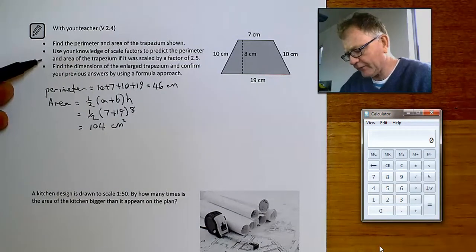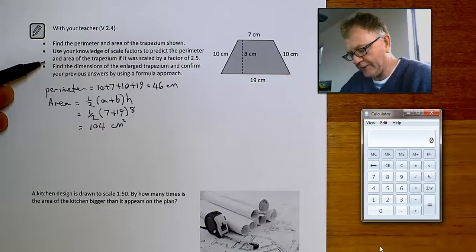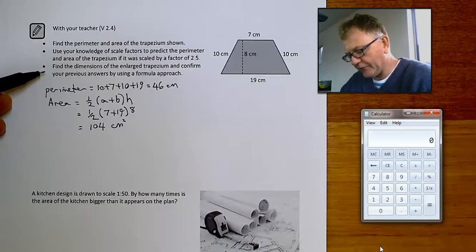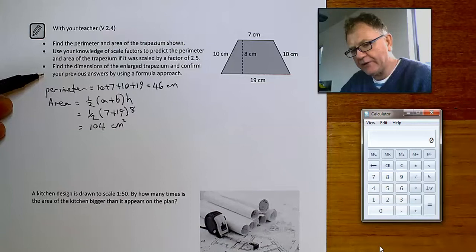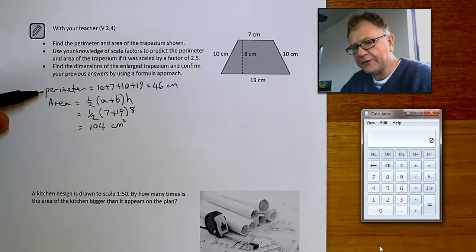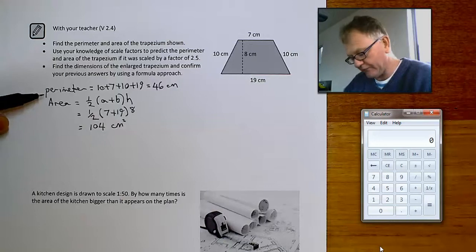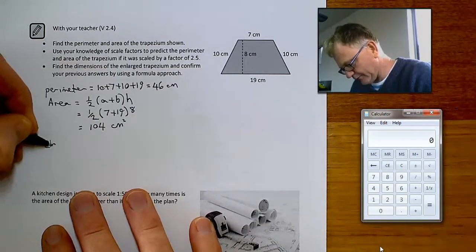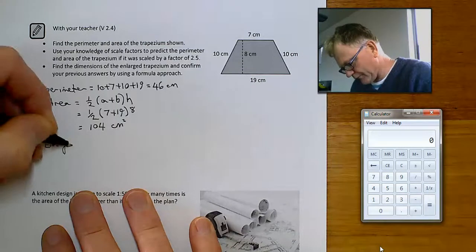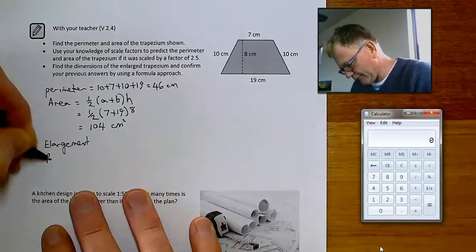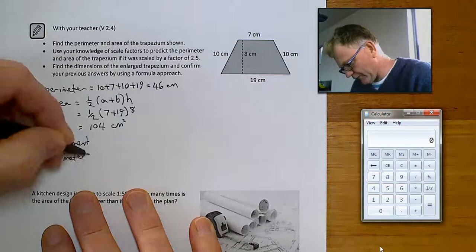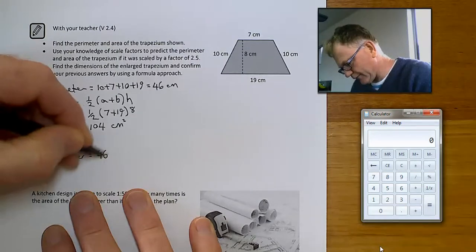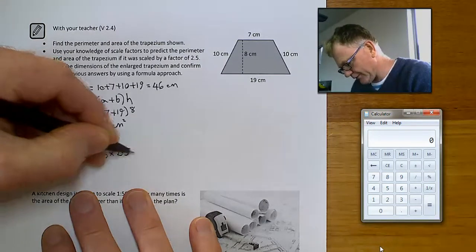The second part of the question, we're asked to use our knowledge of scale factors to predict the perimeter and the area if it was scaled by a factor of 2.5. So we're going to make it larger, 2.5 times larger. That means its perimeter will increase by a factor of 2.5 for the enlarged one. The perimeter will equal the old perimeter times 2.5.